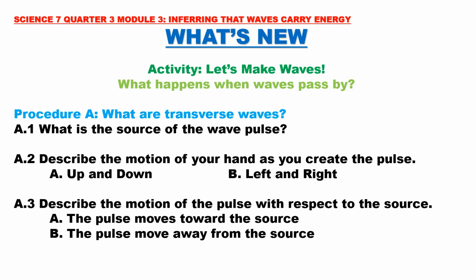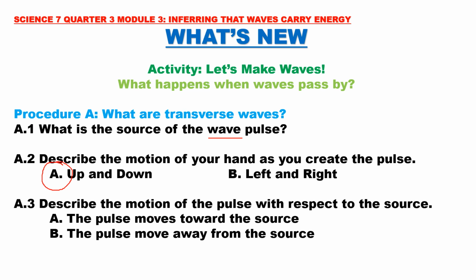So, let's answer the following questions. A1, what is the source of the wave pulse? So, paano nagkaroon ng wave doon sa rope? So, the answer for this, the source is the vibration of the hand. Next, A2, describe the motion of your hand as you create the pulse. A, up and down, or B, left and right. So the answer for this is letter A, up and down.